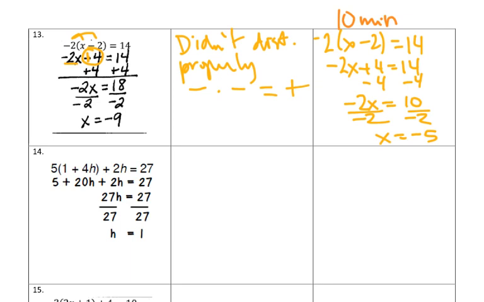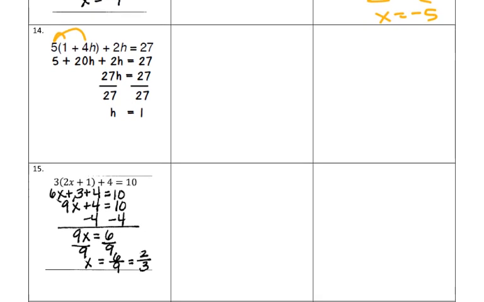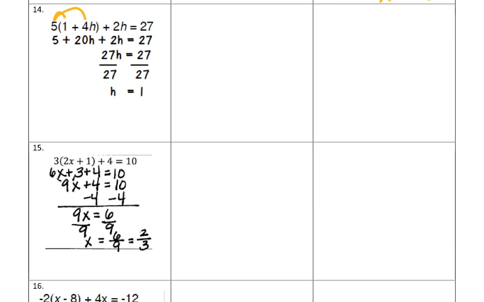Okay? Alright, 14. So we go 5 times 1, which is 5. 5 times 4h, which is 20h, plus 2h equals 27. Then they ended up with 27h equals 27, divide by 27 and get 1. This one may have looked a little tricky as to what was going on here, but hopefully you noticed, okay, they went 5 plus 20 plus 2. 5 is not an h, okay, so they can't combine them.